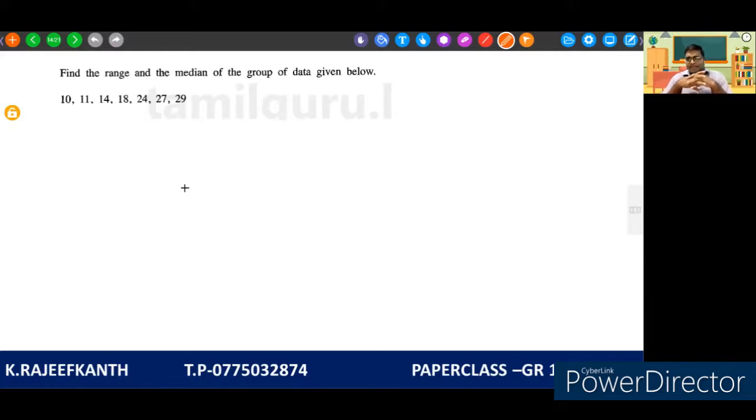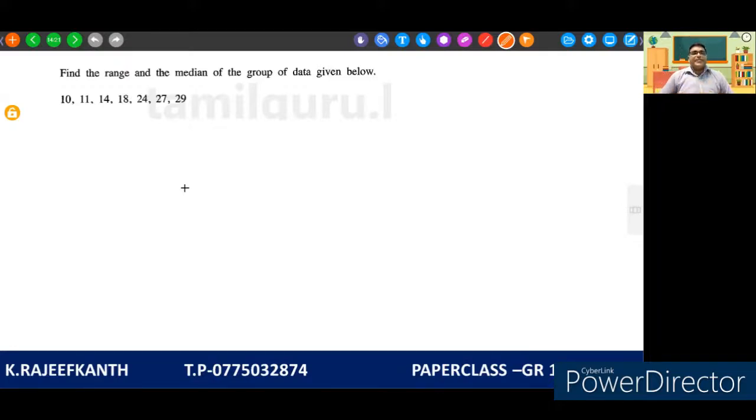Then how can we find the median? We have to find the middle term of that distribution. This is already in ascending order. When you are finding the median, you should write the data in ascending or descending order. But in the question, they have already given it in ascending order, so no need to arrange it. So you have to find the range and the median.